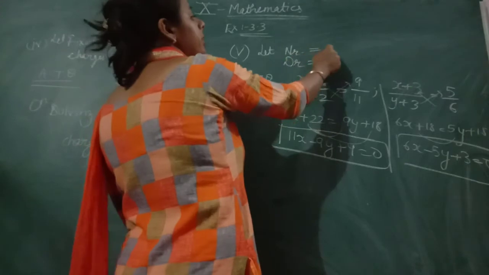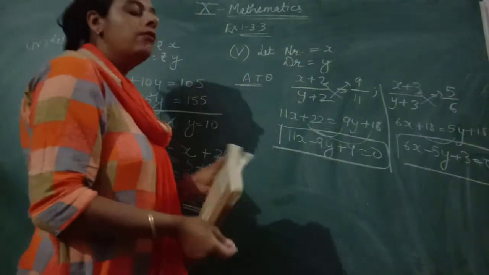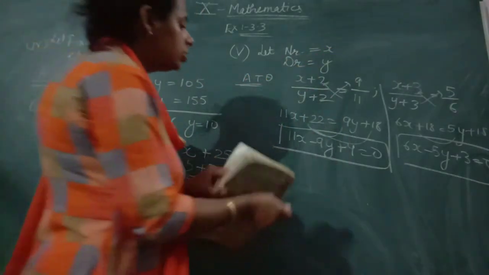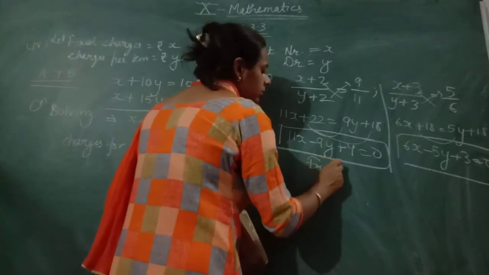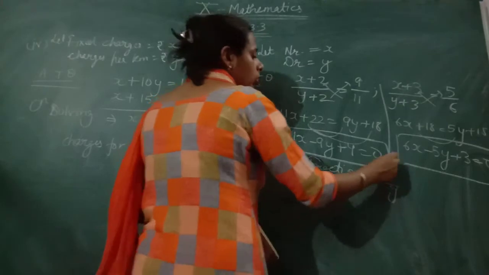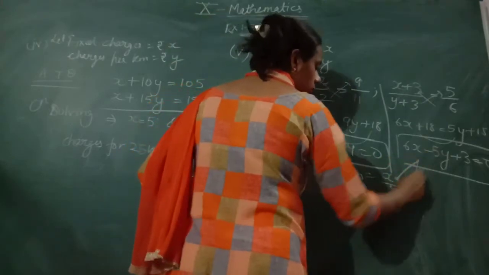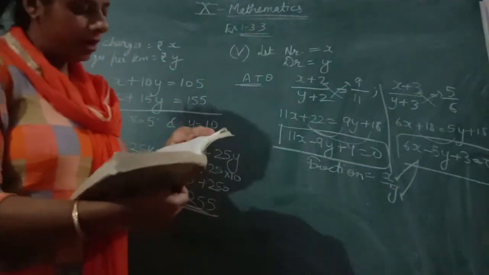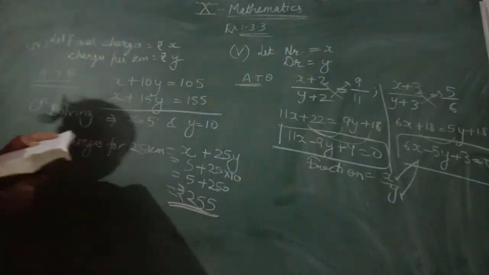Then the numerator will be x and denominator will be y, but you have to get the fraction. And what will be your fraction? Your fraction will be x by y. After solving the values of x and y you put them here, so you will get your fraction. Come to the next part, the sixth part.